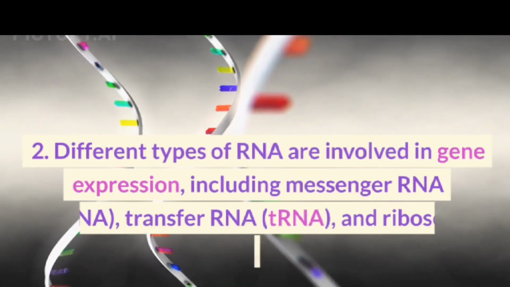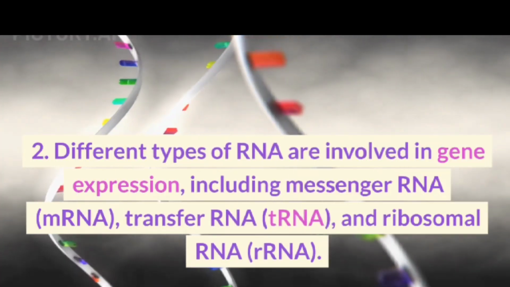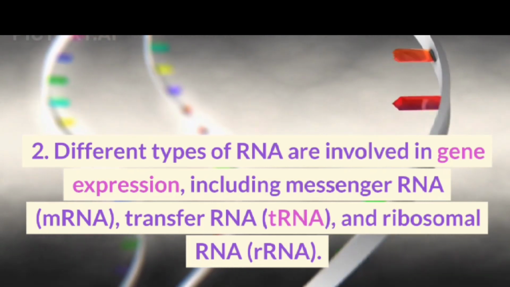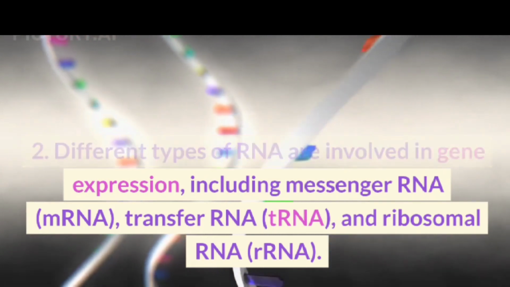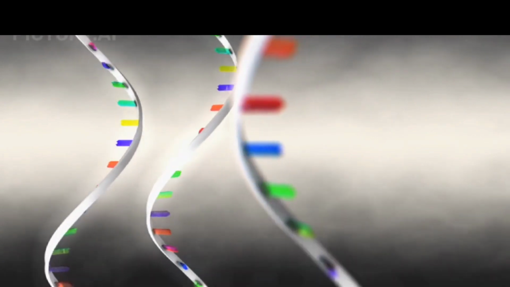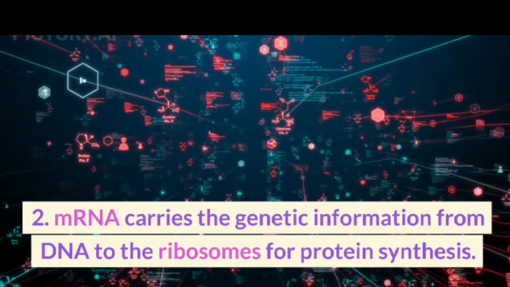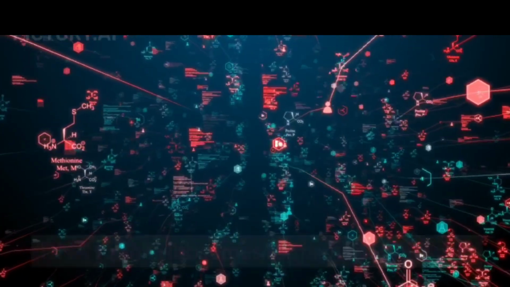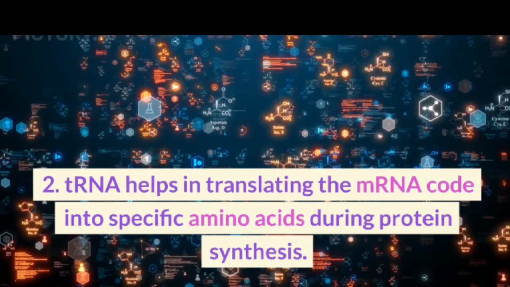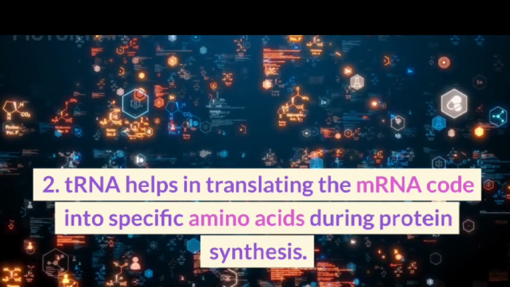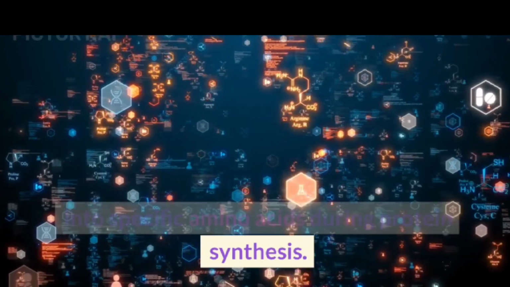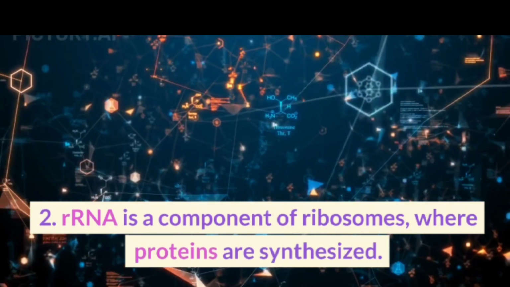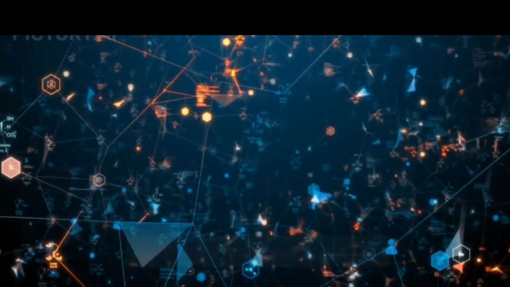Different types of RNA are involved in gene expression, including messenger RNA, mRNA, transfer RNA, tRNA, and ribosomal RNA, rRNA. mRNA carries the genetic information from DNA to the ribosomes for protein synthesis. tRNA helps in translating the mRNA code into specific amino acids during protein synthesis. rRNA is a component of ribosomes, where proteins are synthesized.